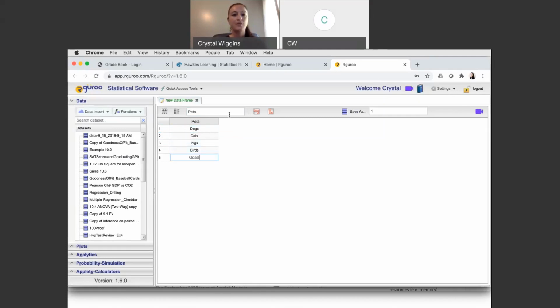Then I am going to need another column. I need a frequency column, so I'm going to press my add a single column. I'm going to label this frequency or count, but frequency is the statistical translation of count. Let's say 10 people I surveyed said they had dogs, 34 said they had cats, 12 said they had pigs, 1 said they had bird for a pet, and 6 people have goats. I live up in the northwest corner of Connecticut, so pigs and goats are very common up here.